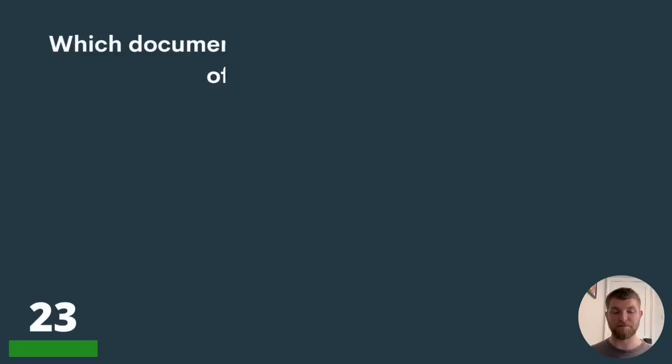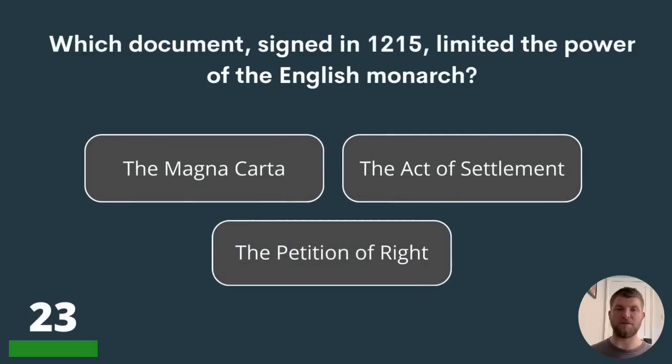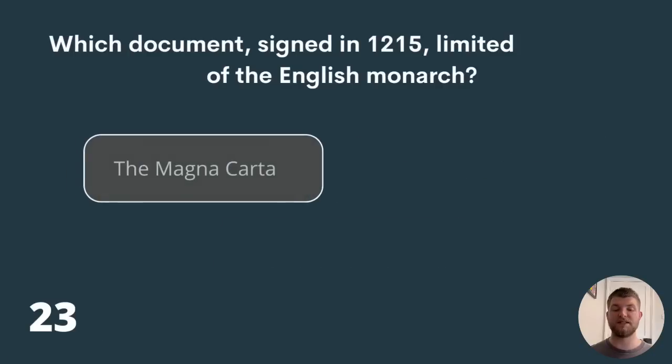Question 23. Which document signed in 1215 limited the power of the English monarch? The Magna Carta, the Act of Settlement, or the Petition of Right? The answer is the Magna Carta.